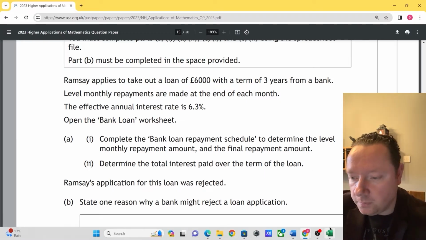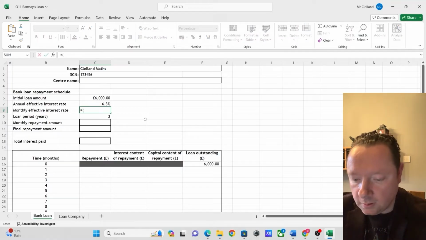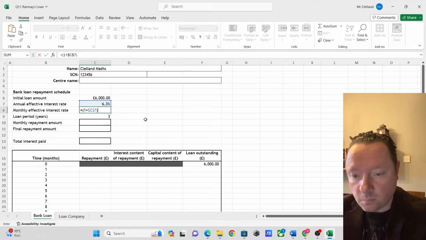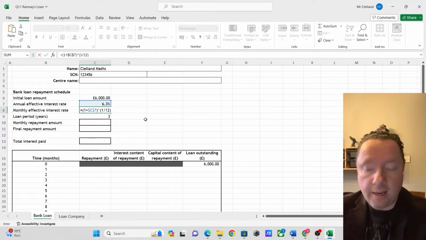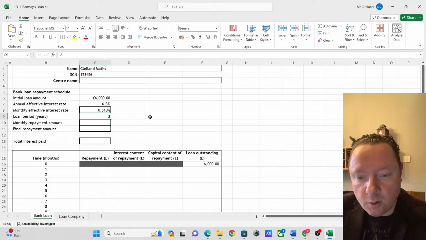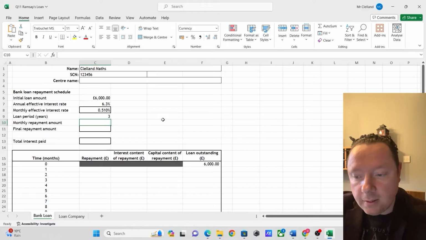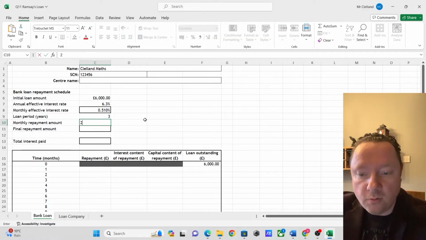Okay, so monthly effective interest rate equals 1 plus $C$7 to the power of 1 over 12, and then we need to take away 1 again to get it back to the interest rate. So minus 1. And we get 0.510%. The loan period was 3 years. The monthly payment amount, well, we don't know that, so we're going to do a goal seek in a minute to find it out. So let's just pick a monthly repayment amount of, say, £200 for the sake of argument.